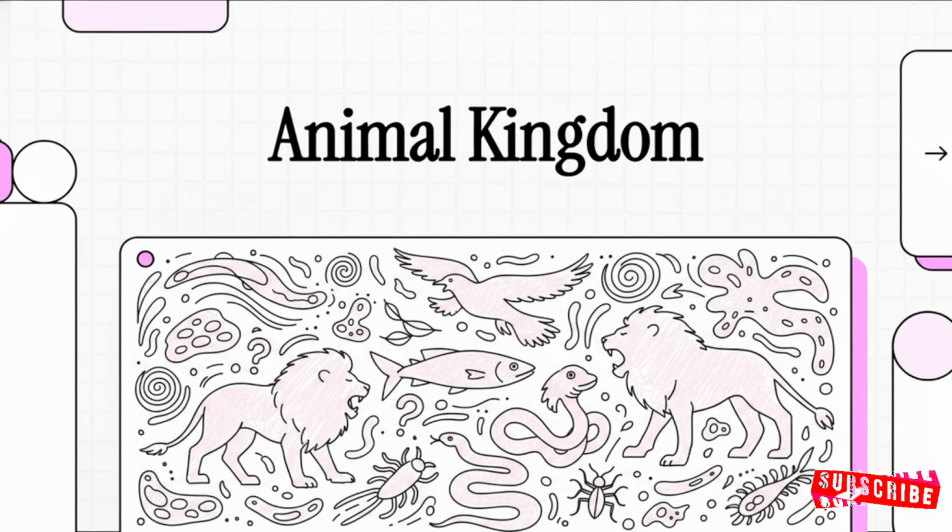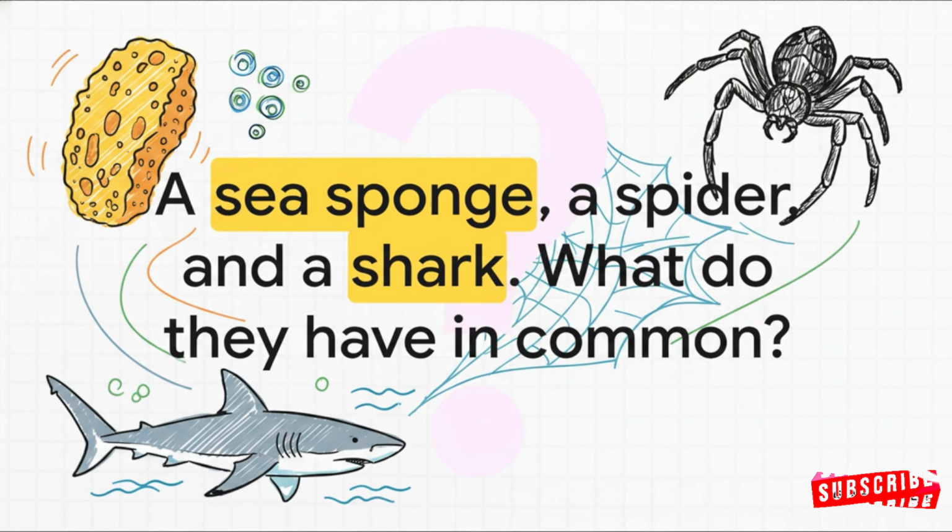All right, let's dive right in. Today, we are tackling the animal kingdom, and it is an absolutely incredible, complex, and sometimes, well, just plain bizarre world. So let's kick things off with a little puzzle for you. A sea sponge, a spider, and a shark. I mean, what could they possibly have in common?